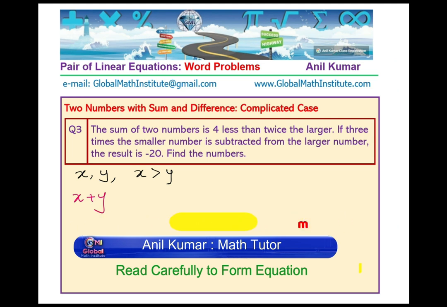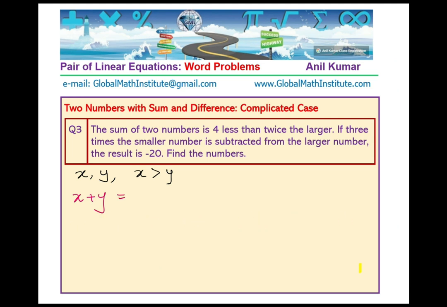Sum of two numbers is 4 less than, "is" means equal to. 4 less than, 4 will come after, twice the larger. So the larger number is x, right? You get the equation, correct. So that is how from the first sentence we get our first equation.